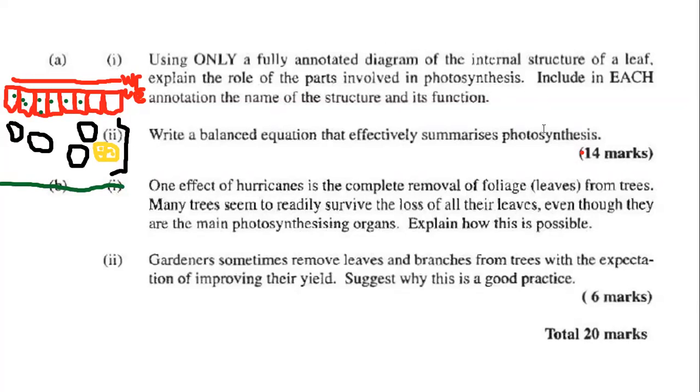So the broad topics are photosynthesis, cells, climate change, menstrual cycle. We're now looking at photosynthesis, so we need to ensure that we're fine with photosynthesis before we can move on.